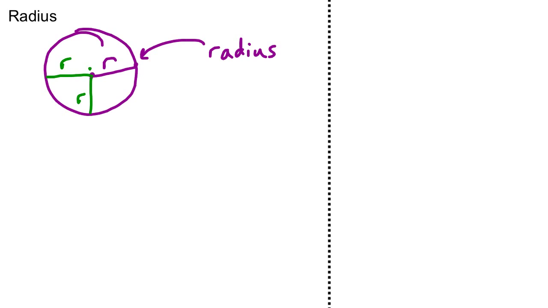I apologize. And so, like I was saying, there's an infinite number of radii. Okay, so that's what a radius is. Let's go on to the next one.